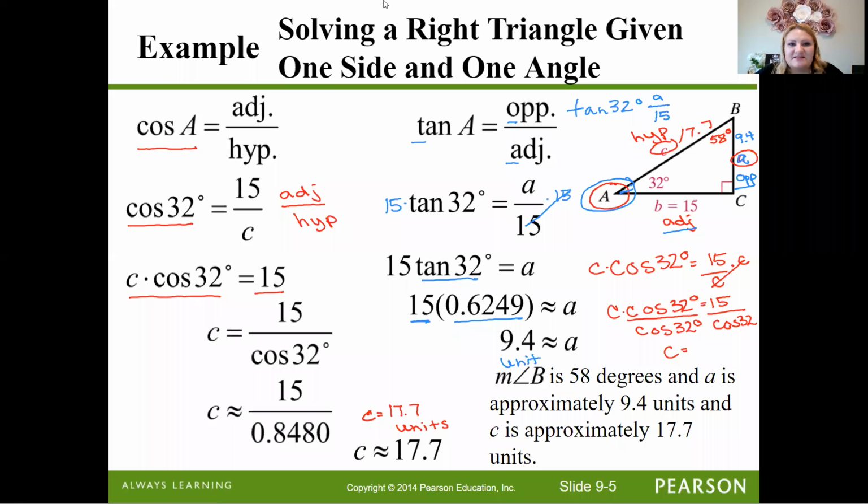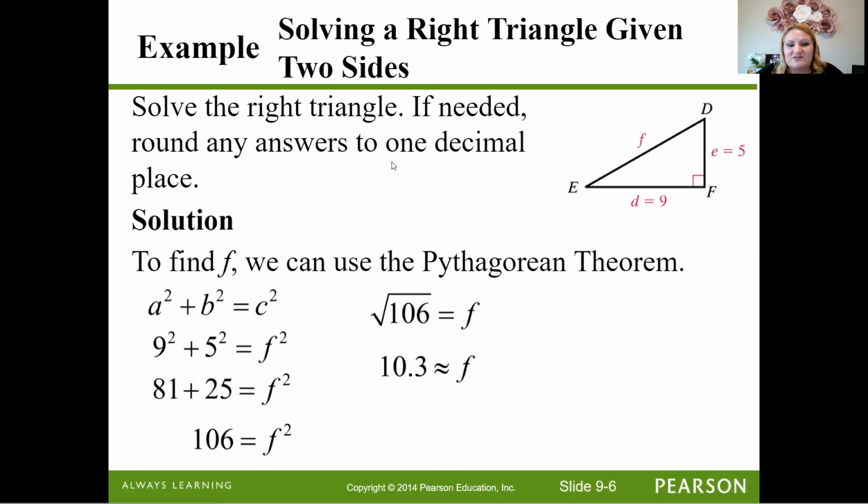So here's our next example. It says solving a right triangle given two sides. So solve the right triangle if needed, round any answers to one decimal place. So in this situation, because you have a right triangle and you're trying to find the longest length, which is the hypotenuse, and I just abbreviate it, is F.